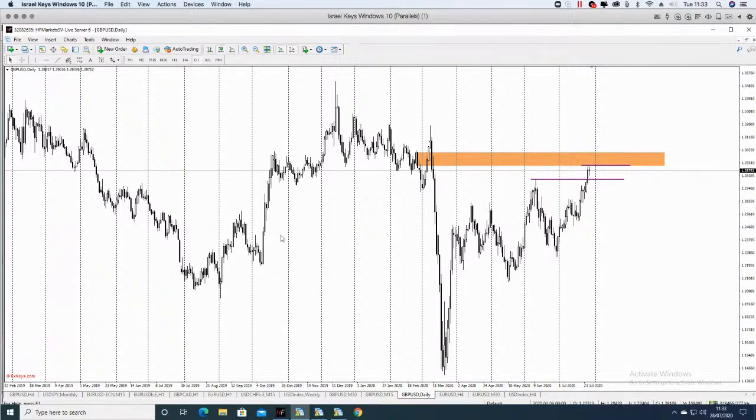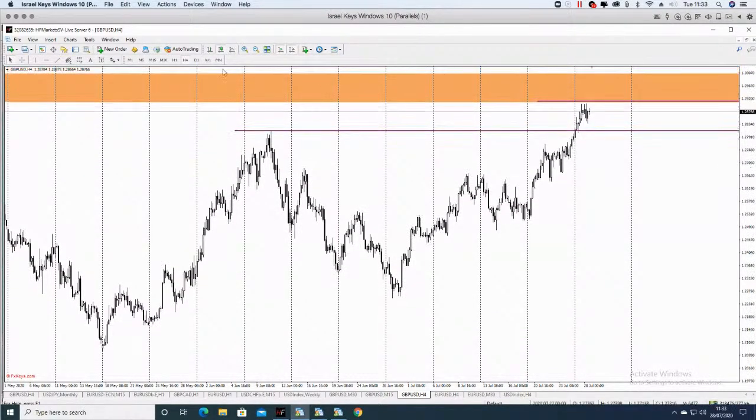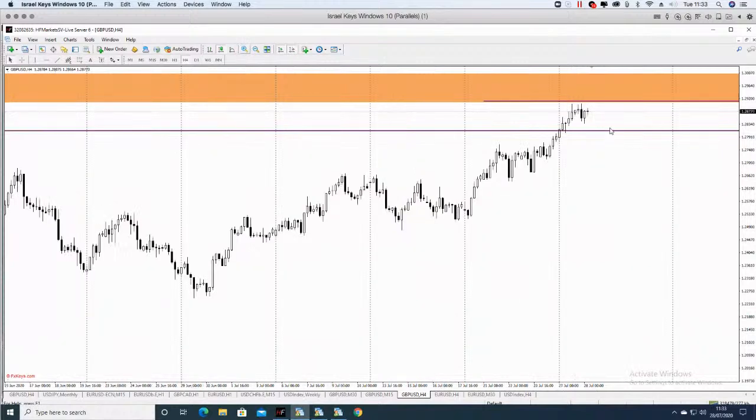If I drop down to the 4-hour chart, now I want you to look at this. This is how market makers get people in trouble. Can you guys just let me know you're still tracking with me in the comment section, just to be sure I haven't lost you? So this is how market makers get people in trouble.